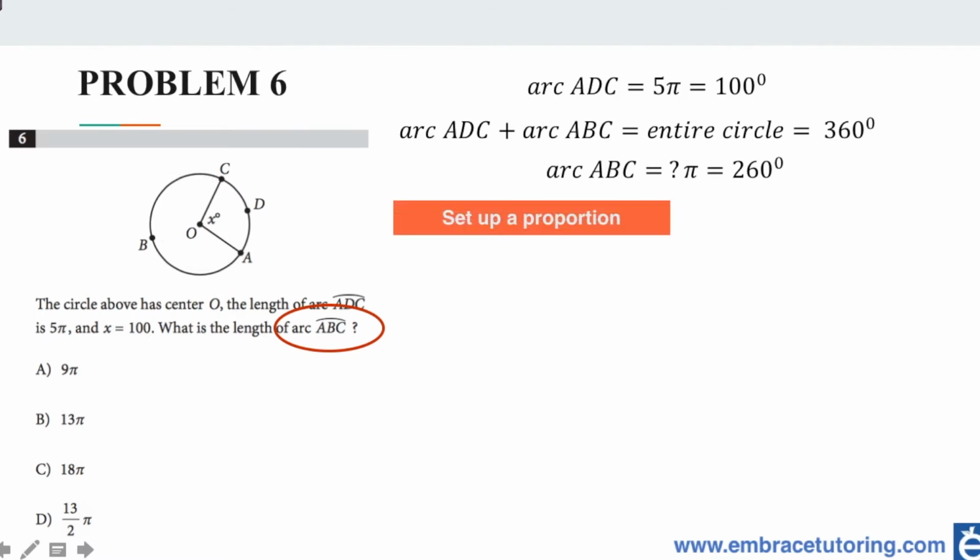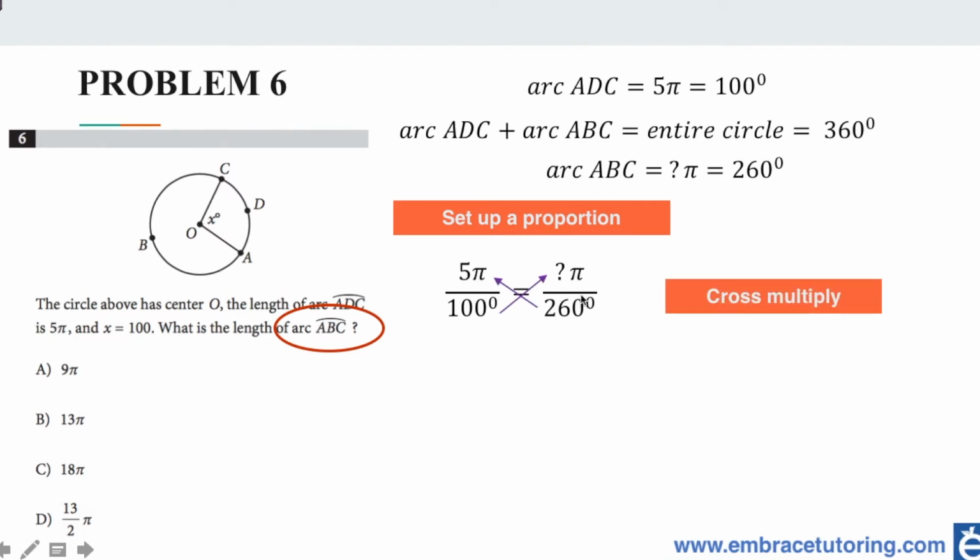Now, what I can do is set up my proportion. I'm going to end up getting 5 pi over 100 degrees, right? And this is for my arc ADC, and then this is going to be equivalent to a certain amount of pi or radians over my 260 degrees. And this is the remaining, the entire other section of the circle. Now I'm going to cross multiply 260 times 5 pi and 100 times question mark pi.